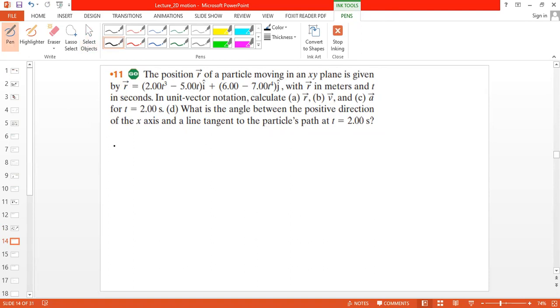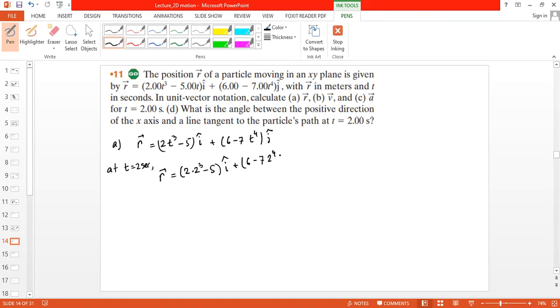Do I need to read it, or can you do it? You can't do this? Let me give some hints. r was equal to (2t cubed minus 5) i plus (6 minus 7 t to the power 4) j. Okay, this is my r. So how do I find r at time t equal to 2 seconds? r equals what? You just have to replace t by 2 seconds. (2 cubed minus 5) i plus (6 minus 7 times 2 to the power 4) j. Okay, this is my position vector. Clear? This is r.